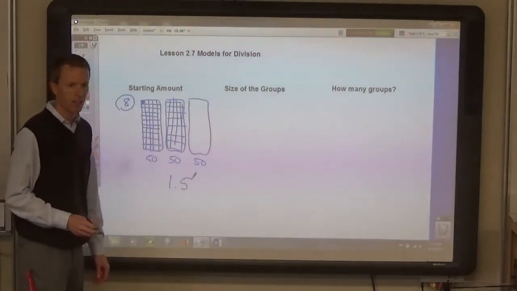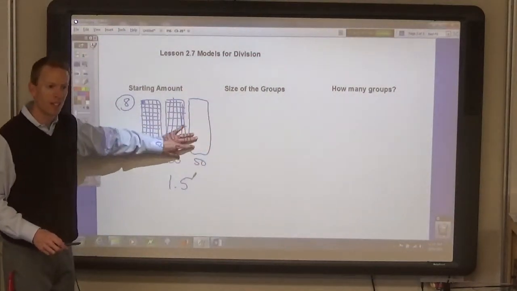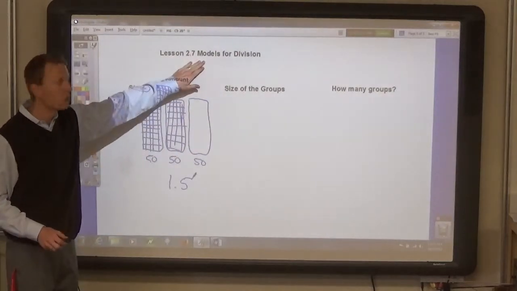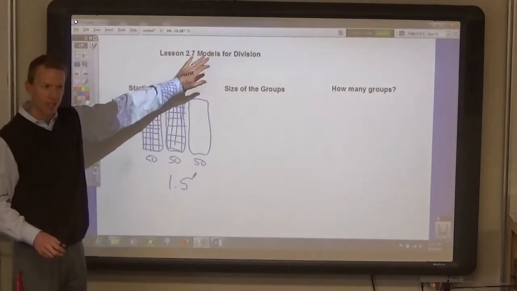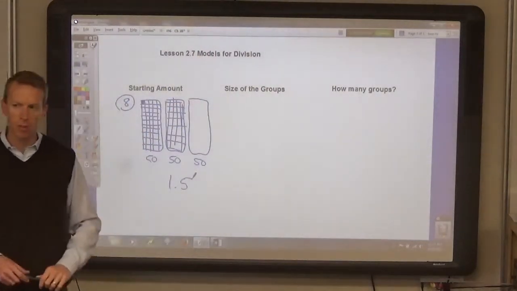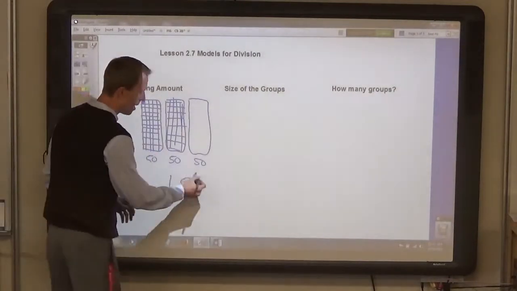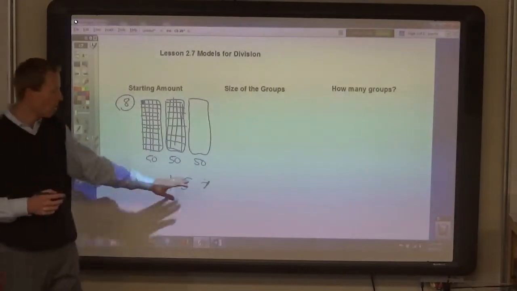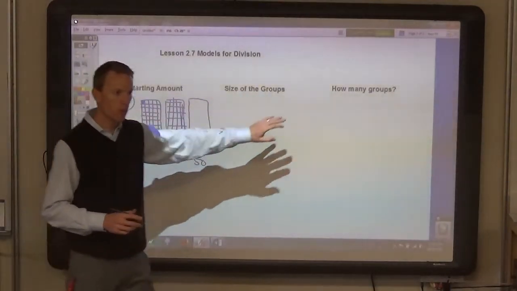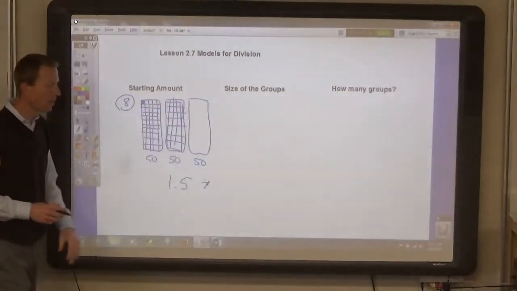I have a question. What are we doing? We're doing the worksheet, and we're doing models for division. On your test, there'll be a couple of questions about modeling division, where they give you a starting amount, and they ask you to figure out the group size and how many groups there are. So these are grouped by what?